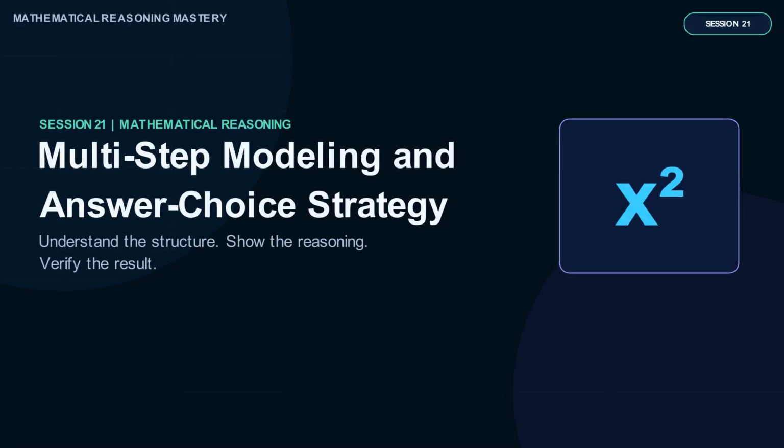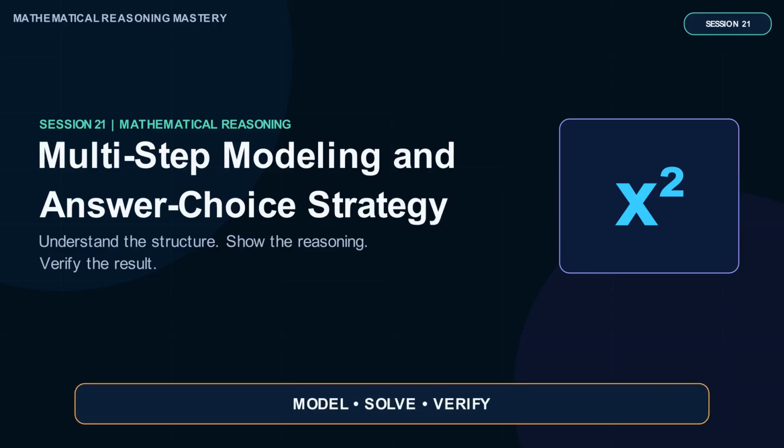Welcome to Session 21, Multi-Step Modeling and Answer Choice Strategy. This lesson develops mathematical reasoning that stays reliable when a problem looks unfamiliar. You will learn to translate unfamiliar situations, to choose a useful representation, and to use answer choices as evidence. These are connected habits, not isolated tricks.